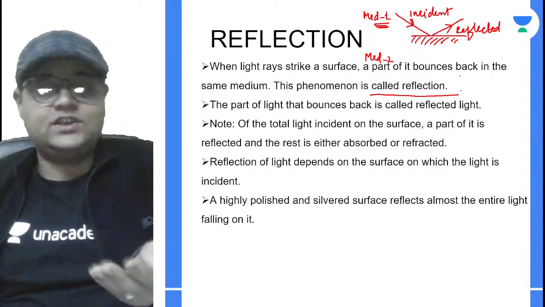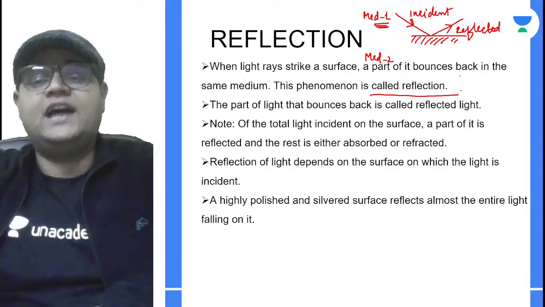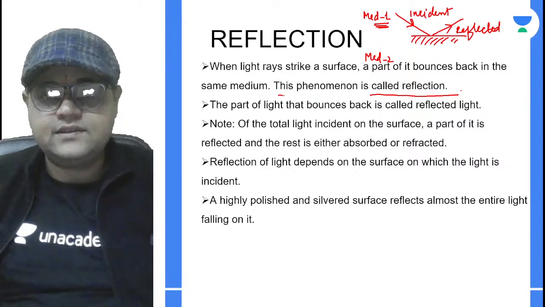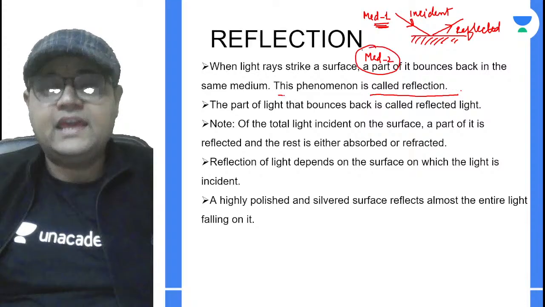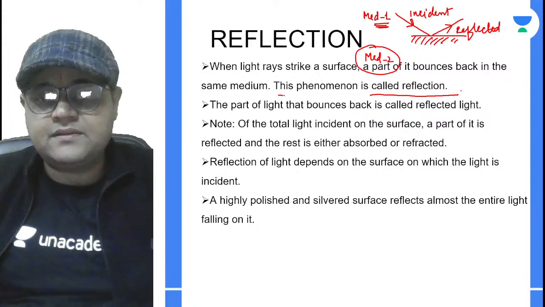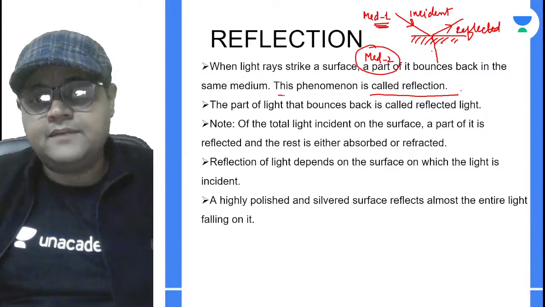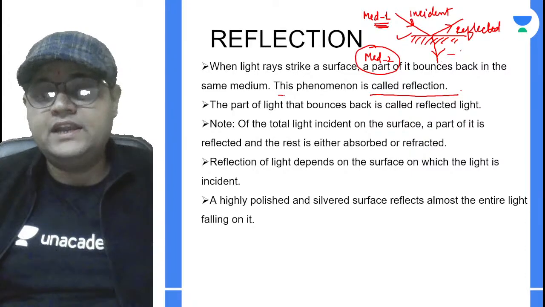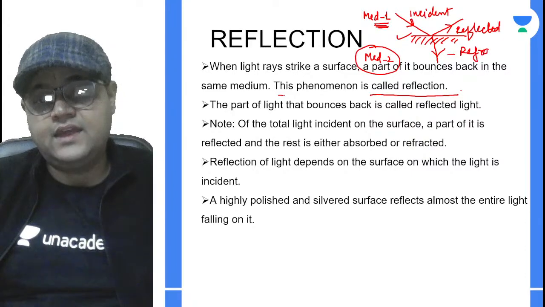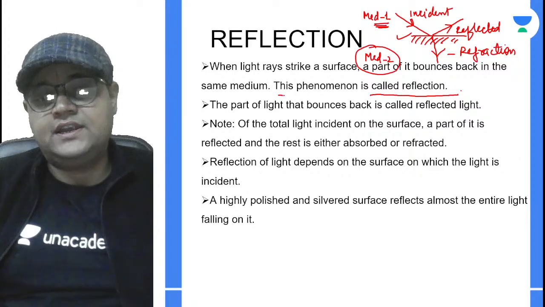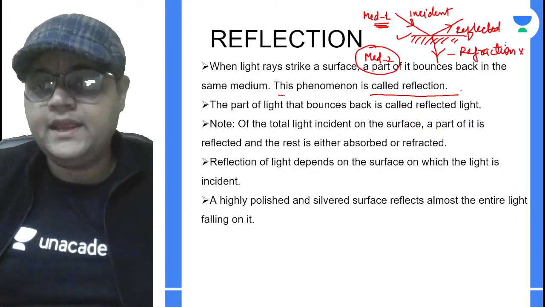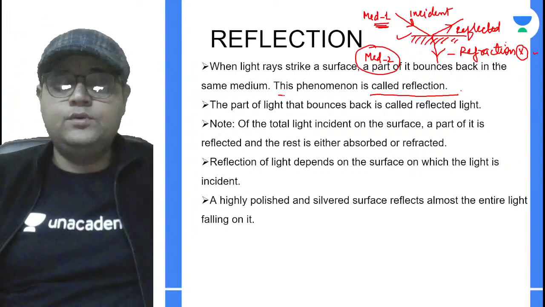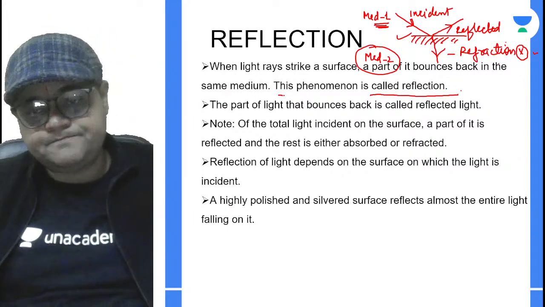So when the rays cross the surface and reach the other medium, I've clearly shown you this is medium 2. In case some of the rays bypass this surface and reach medium 2, then we call it refraction. But since the session is dedicated to reflection, we won't be highlighting these particular aspects. We will be sticking to reflection solely, right?